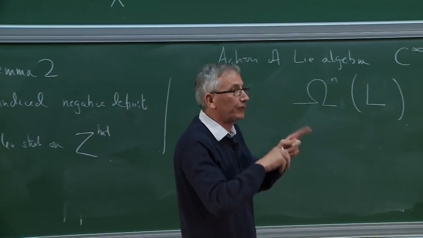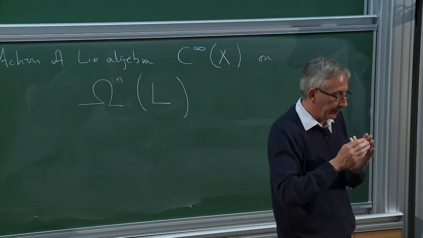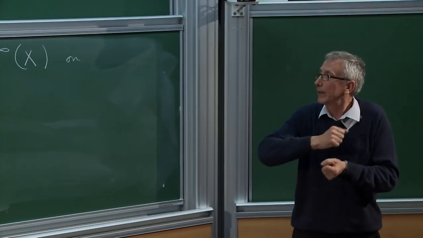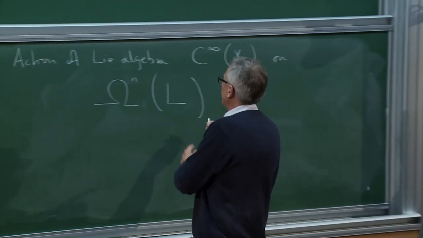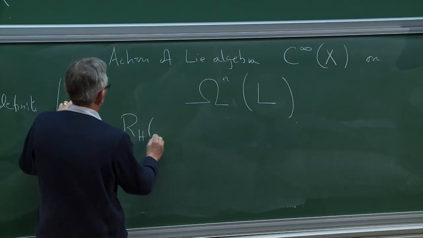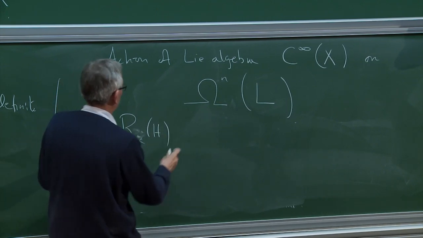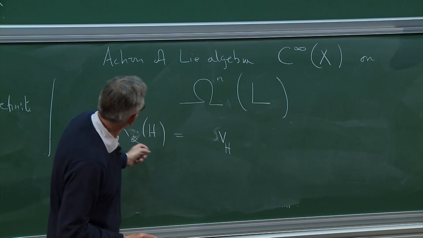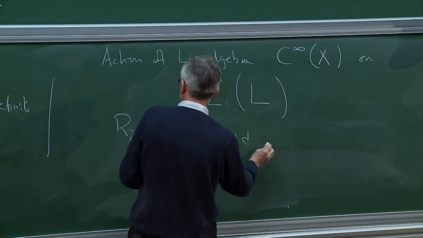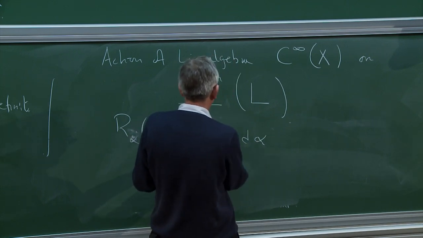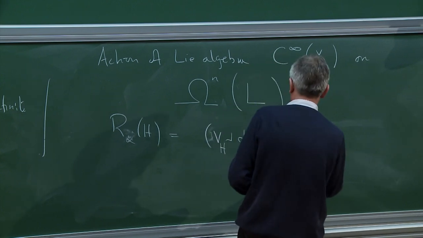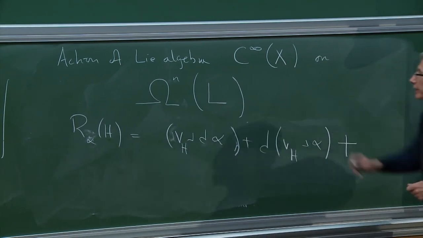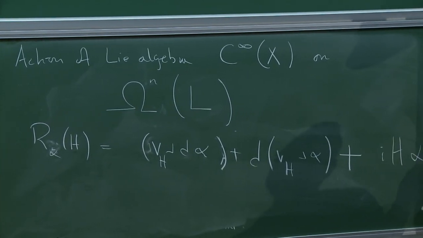What you do when you have a Hamiltonian, what that enables you to do is to give a lift of the symplectomorphism on the base to the line bundle, but you need to multiply in the line bundle by the Hamiltonian. So you get the ordinary formula. Let's call it R alpha of H, the infinitesimal action. This will be the ordinary formula involving the Lie derivatives. So we take the Hamiltonian vector field corresponding to H, contract with d of any alpha, plus the other thing, d of V_H contracted with alpha. But the way the line bundle comes in is that now we put in plus iH times alpha.